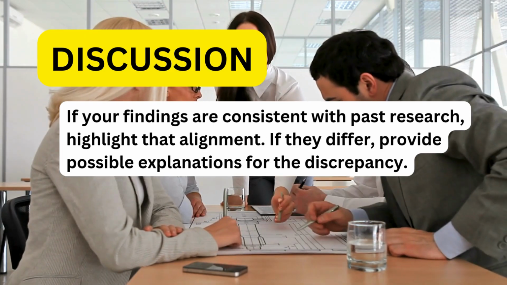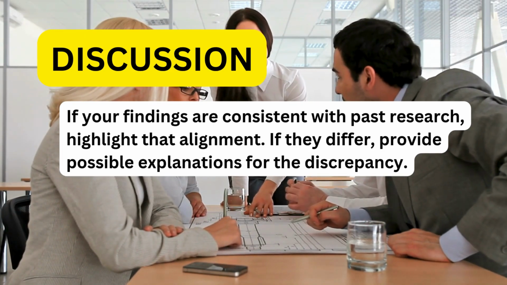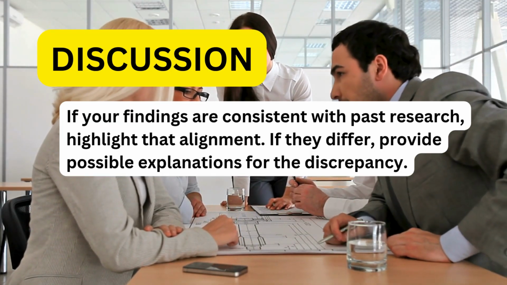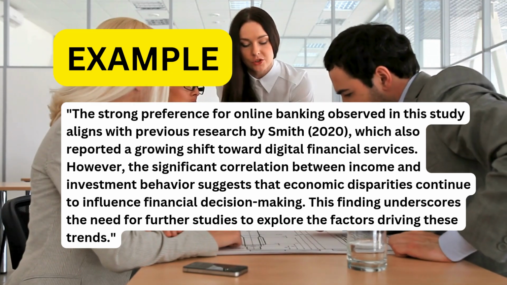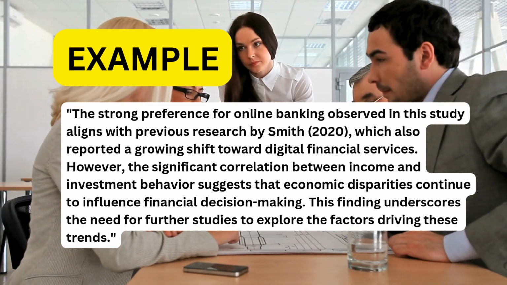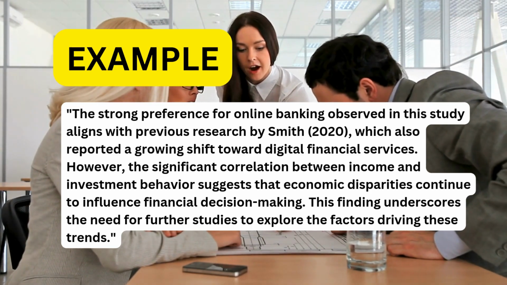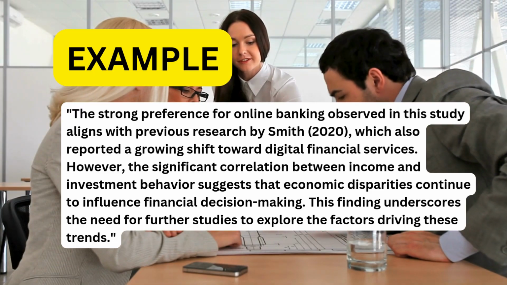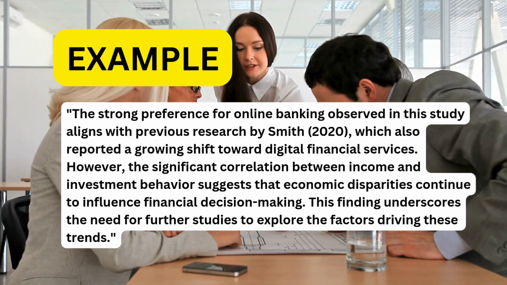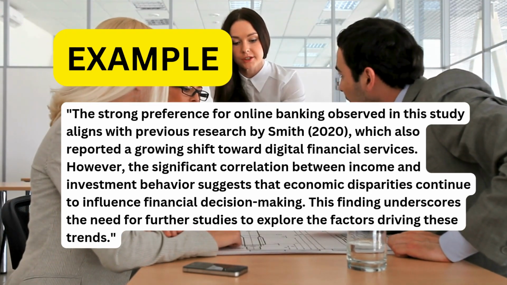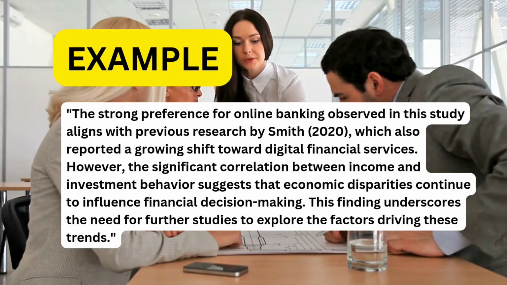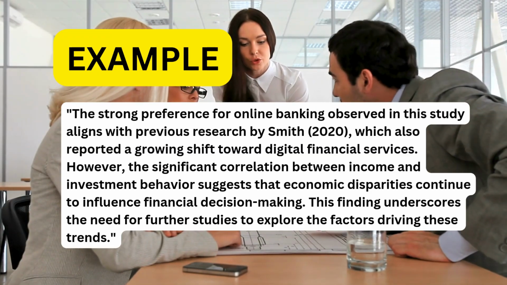If your findings are consistent with past research, highlight that alignment. If they differ, provide possible explanations for the discrepancy. For instance, continuing with the banking preference example, your discussion might say, "The strong preference for online banking observed in this study aligns with previous research by Smith 2020, which also reported a growing shift toward digital financial services. However, the significant correlation between income and investment behavior suggests that economic disparities continue to influence financial decision-making. This finding underscores the need for further studies to explore the factors driving these trends."